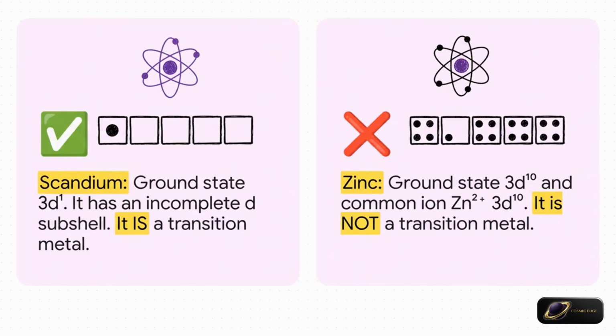On the left, we've got scandium. In its neutral state, it's got one electron in its D subshell. It's incomplete, so check. It's in the club. Now look at zinc. As a neutral atom, its D subshell is totally full, 10 out of 10 electrons. And even in its most common ion form, that D subshell is still full, since it never has an incomplete D subshell. Nope, sorry zinc, you're not technically a transition metal.